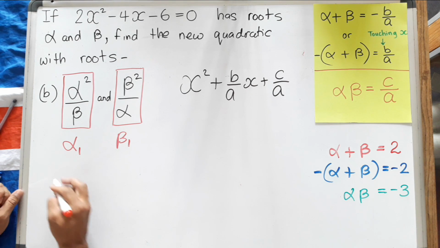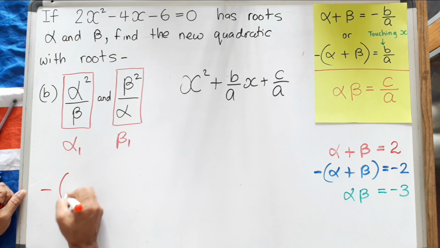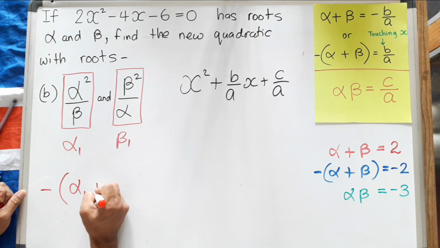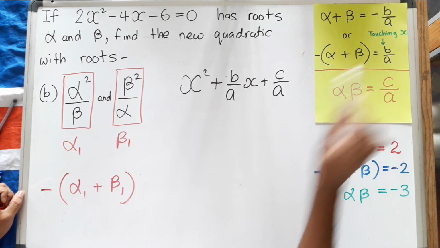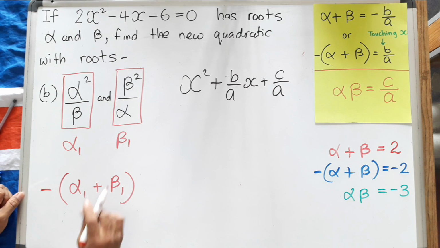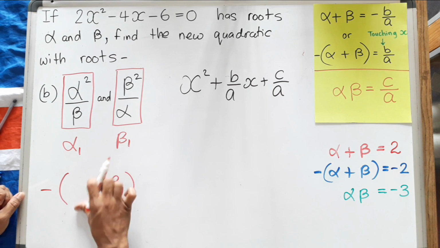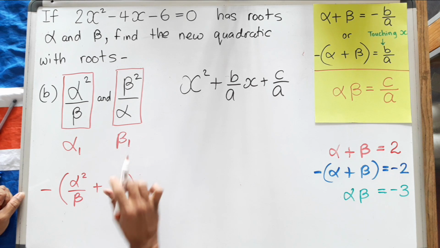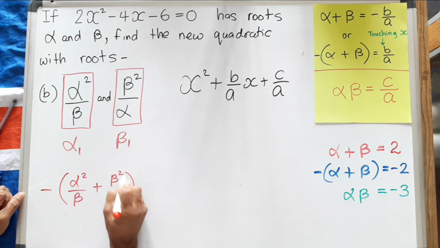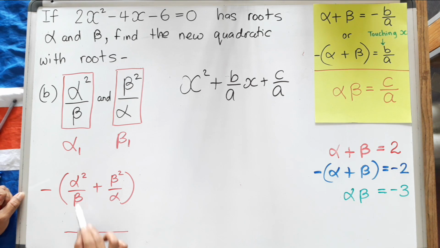So let's try this. Minus open brackets alpha 1 plus beta 1. And when we finish simplifying this, we will get b on a. So alpha 1 is alpha squared on b, plus the new beta is beta squared on alpha. And of course, we have to find the LCM here, beta alpha. This into this will leave us with alpha.